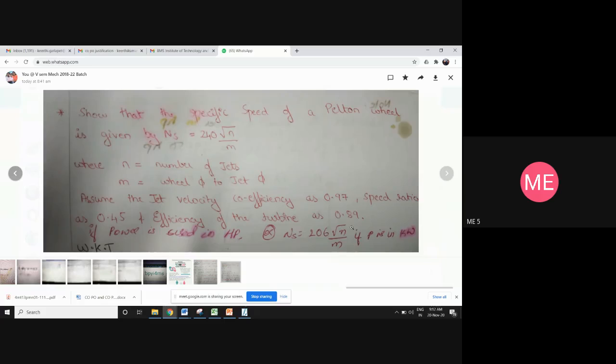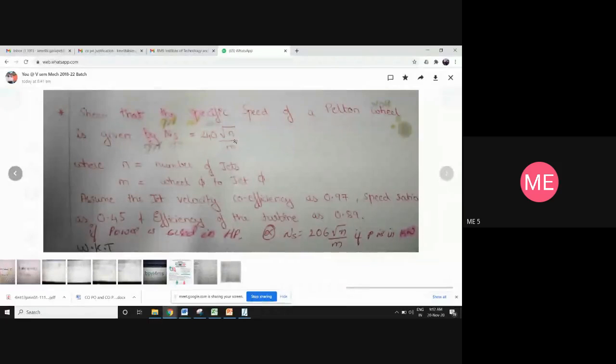Okay. So here, I think probably you can do this. You try by doing it yourself a bit at least. We'll see how best you can do. Everything is given here. A specific speed formula you know for the Pelton, but he doesn't want it in that form. He wants the specific speed in this form: Ns is equal to 240 root of n by m.